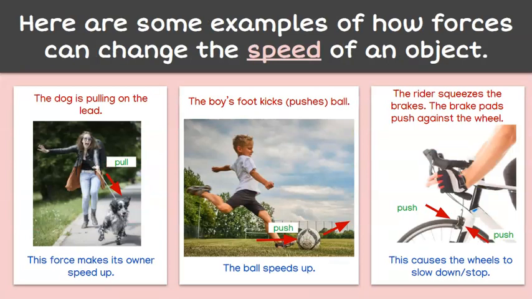Here are some examples of how forces can change the speed of an object. So in this example, the dog is pulling on the lead, and this force makes its owner speed up. In this example, the boy's foot kicks or pushes the ball, and that makes the ball speed up. And in this example, the rider squeezes the brakes. This makes the brake pads push against the wheel, and that causes the wheels to slow down or stop. You'll see here that in these diagrams there's these arrows which show the direction of the force.